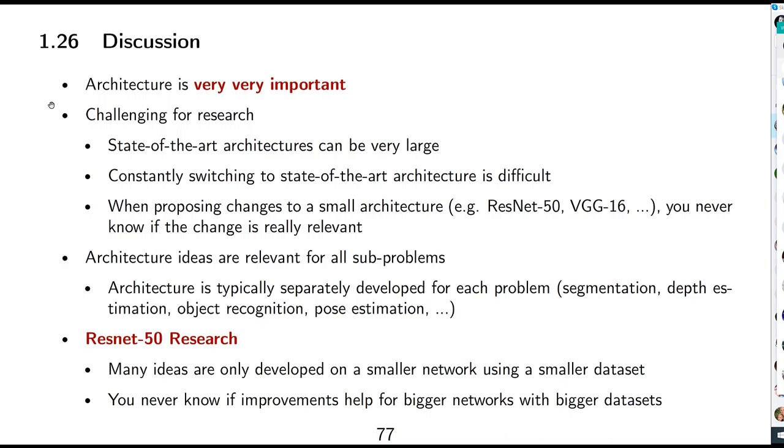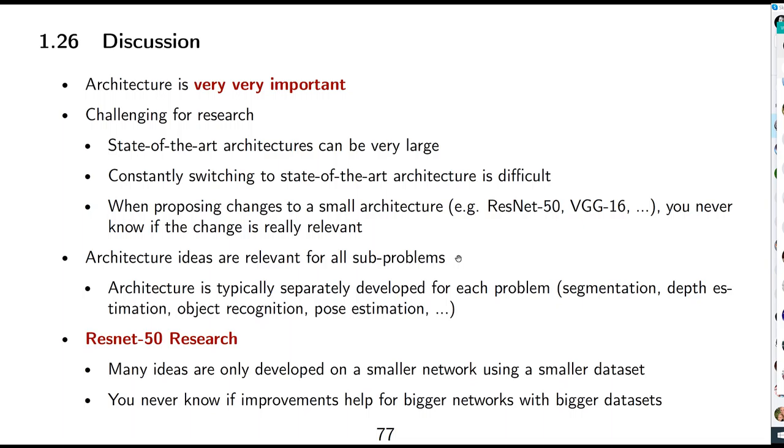Maybe you have a great idea for architecture compression. You find a way to omit some layers that are not useful. You have some results on ResNet 50. There's no guarantee that any of this will work on EfficientNet. Then architecture ideas are relevant for all subproblems.